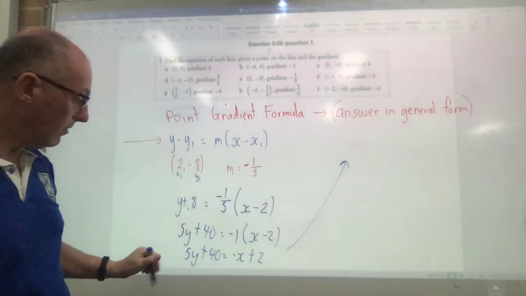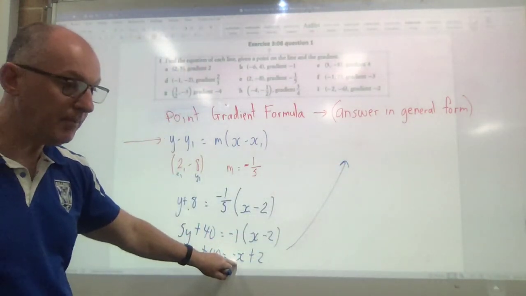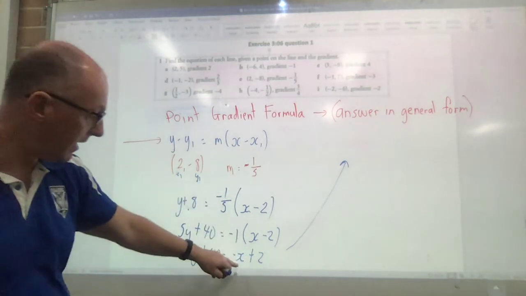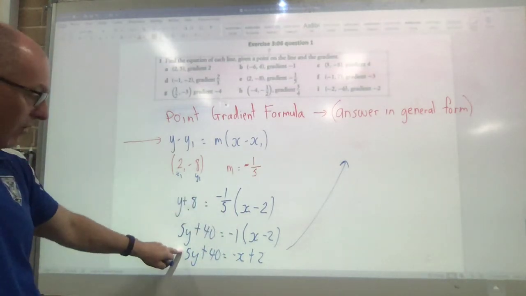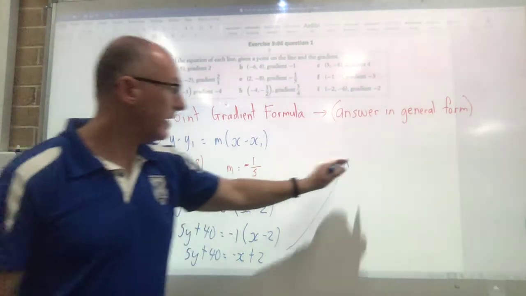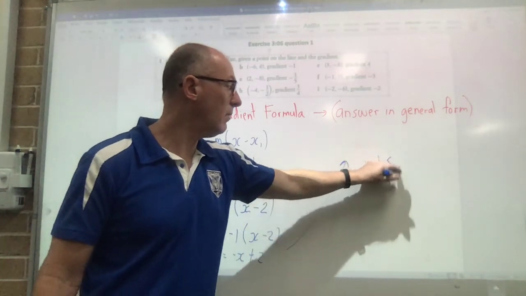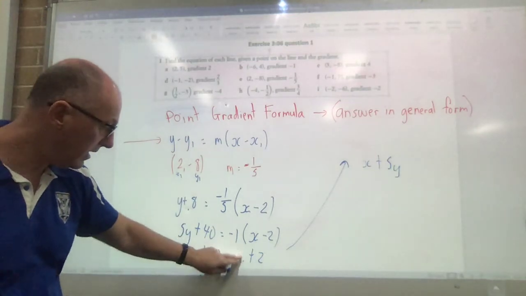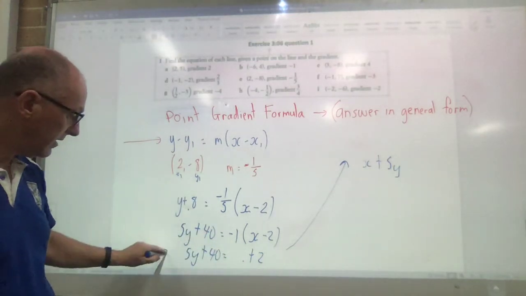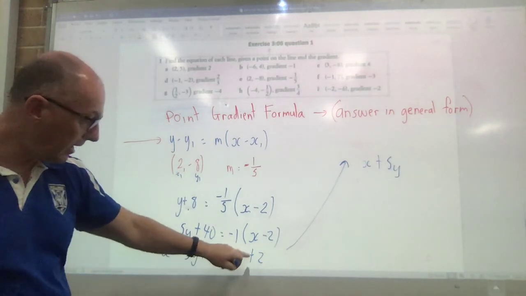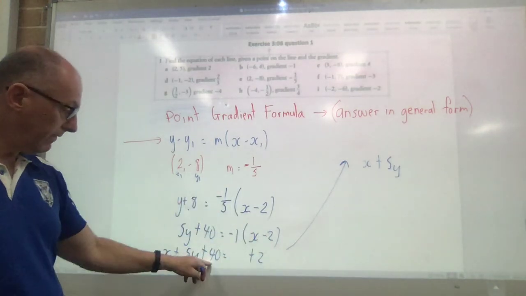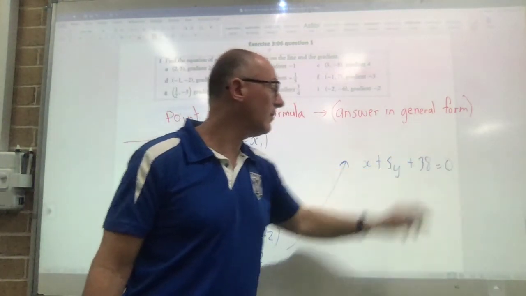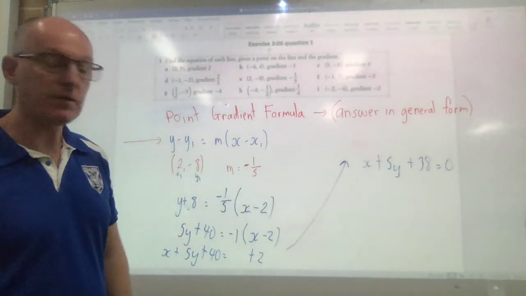Note that in general form, x needs to be first and it needs to be positive. So here, this time I'm going to move the x to the other side. I'm going to plus it across to here in front of the 5y. So I'll plus it to there, and I get x plus 5y. No need to move the 5y. This is moved across, it's gone across to the other side. Now I've just got to get the plus 2. So I take 2 from 40, and I'm left with 38. So plus 38 equals 0. And there we have the answer in general form.